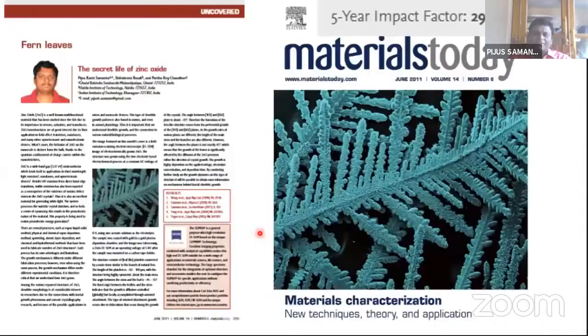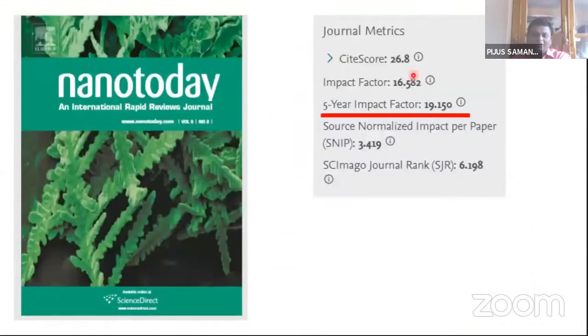And these results were published on the cover of a highly renowned journal in materials science, Materials Today, having an impact factor of 30. It is one of the finest journals in materials science. This was published in 2011. And the next year, the second part was also published on the cover, in Nano Today, which has a very high impact factor of almost 20.